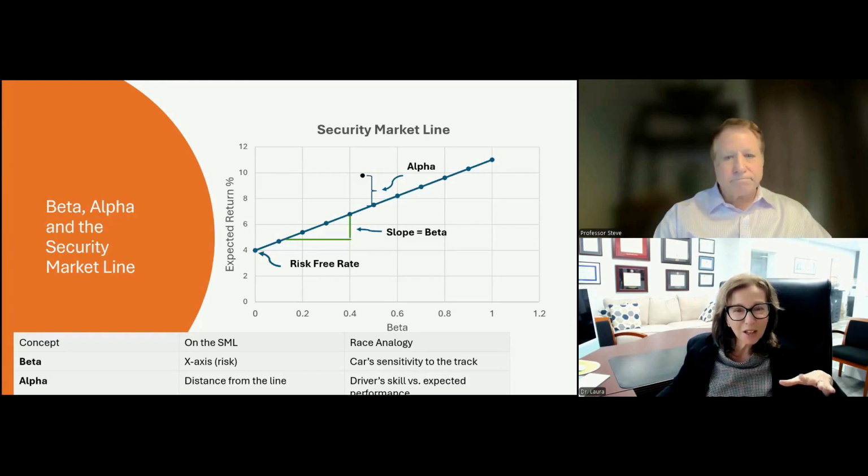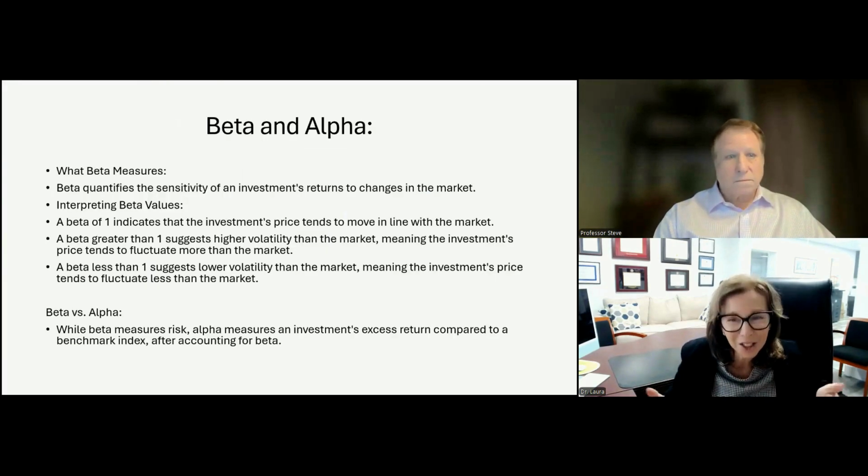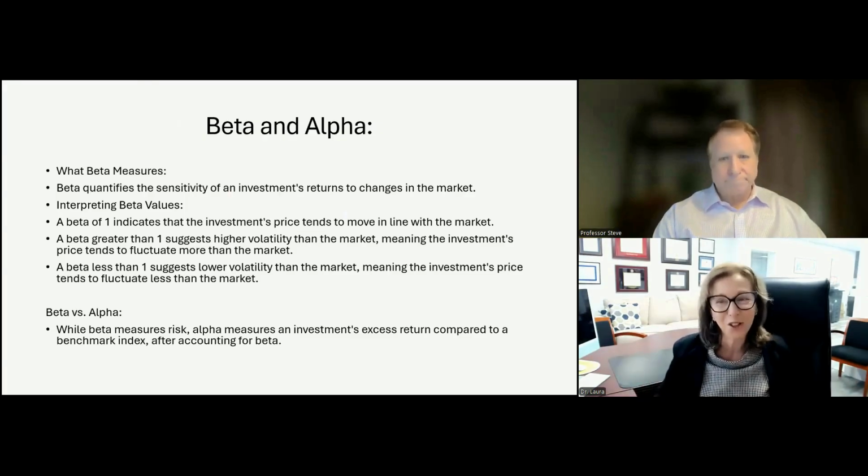Steve, can we talk about just the difference between beta and alpha? Oh, sure. In an analogy, I was talking about cars, so let's just continue to talk about cars.